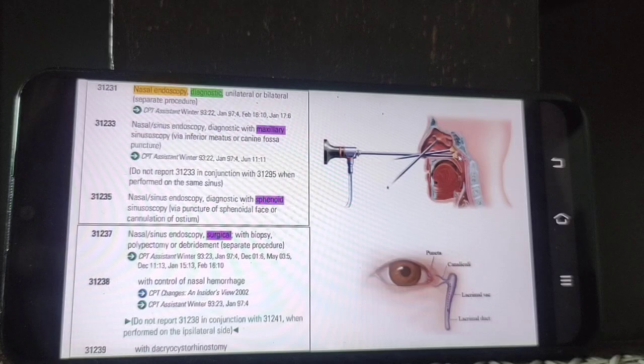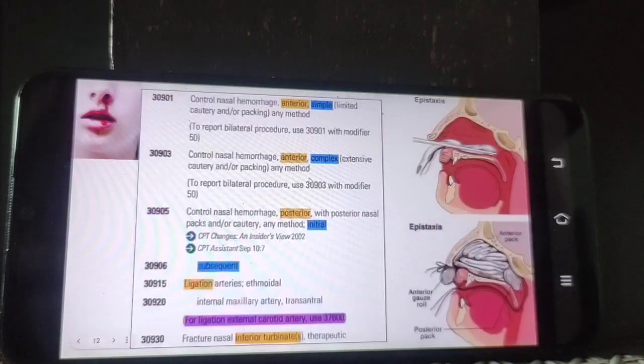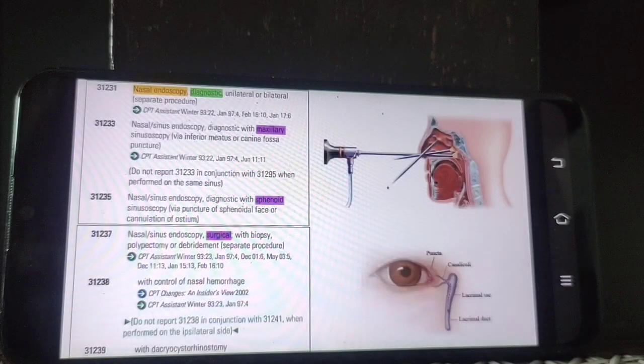Control of nasal hemorrhage: in the previous slide we also discussed nasal bleeding, where the doctor controls the bleeding by using cartilage or packing. But 31238 is also for control of nasal bleeding by using an endoscope.